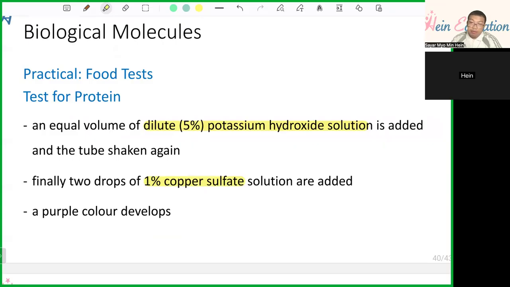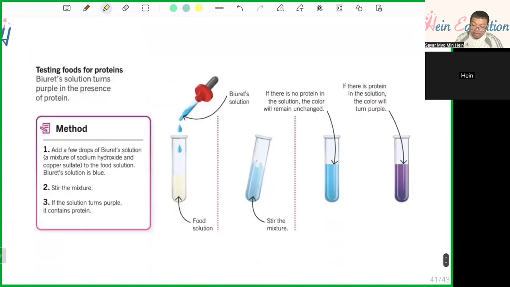We can just say add biuret solution, or biuret test. The original color is blue, but if protein is present, we can observe a purple color, right? Purple, lilac, or violet color. So that will be the positive result for protein. If it remains blue, it means a negative result.